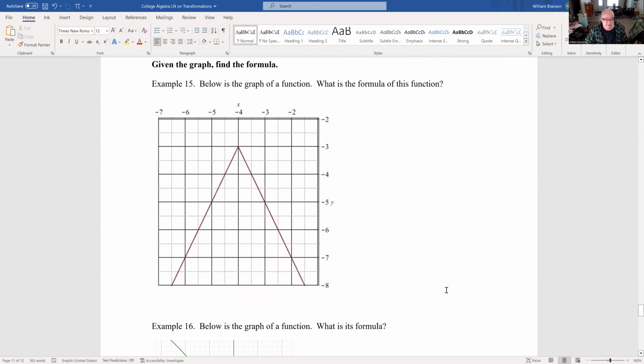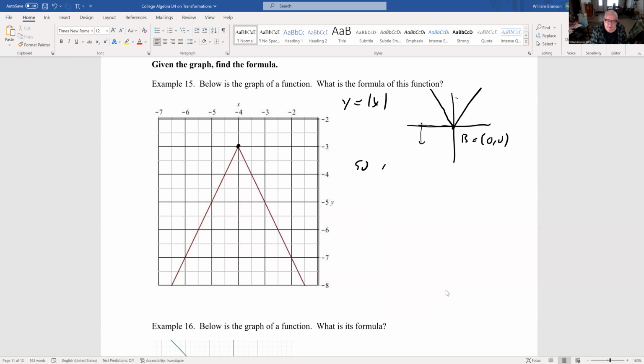So now the other question is, given a graph of a function, what's the formula of this function? Right, and so this is y equals absolute value of x, because it's got a nice point to it, and it's been moved and shifted and whatever. So for absolute value of x, the bottom of the V is what I've been calling B equals 0, 0. Here the bottom of the V, or the top of the V in this case, is at the point -4, -3. So what does that tell me? That tells me I've moved this graph 4 units left and down 3 units.